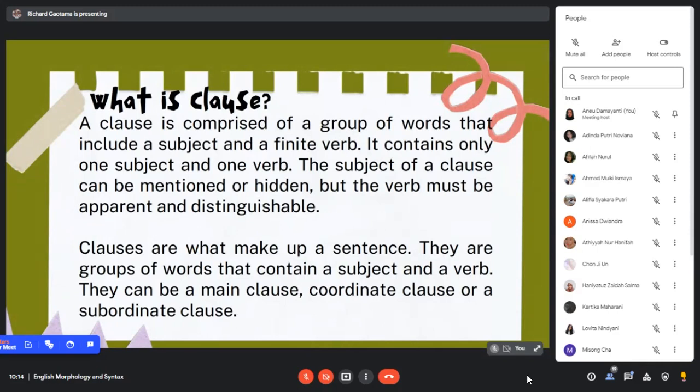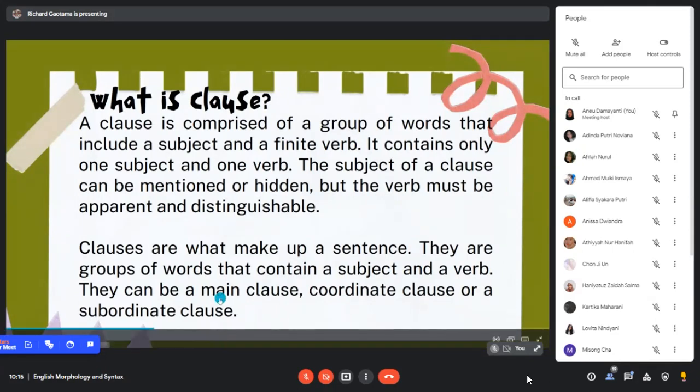Sentence-wise, a clause can be made into compound sentence if there are two main clauses merged into one, or complex sentence where there is one main clause and one dependent clause or subordinate clause, or compound complex sentence where there are two main clauses and one dependent clause.